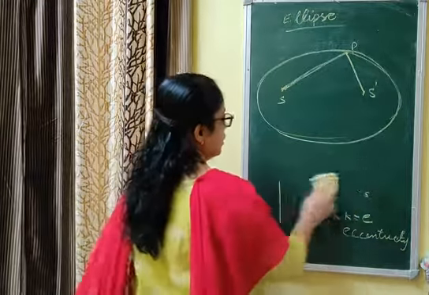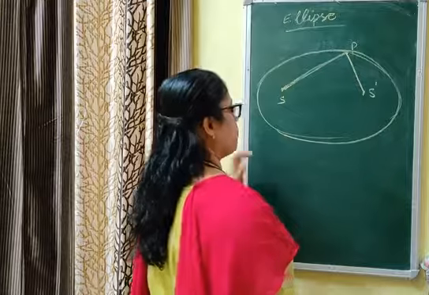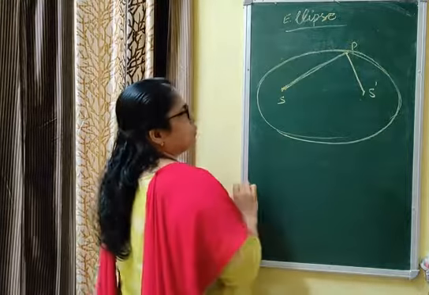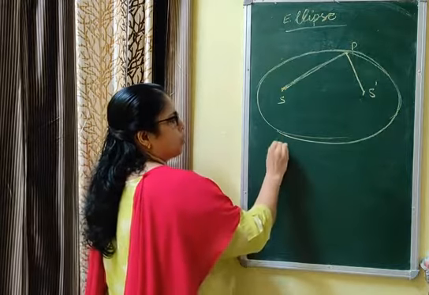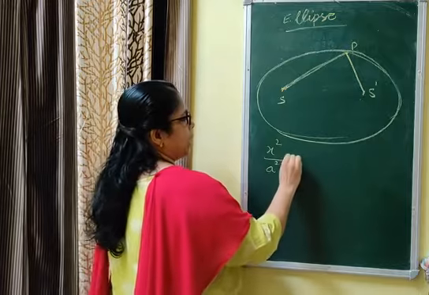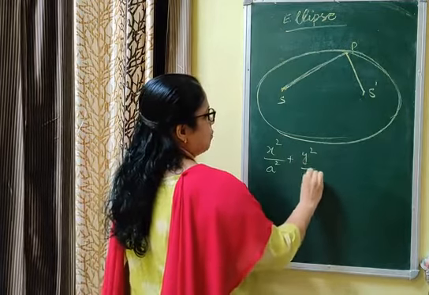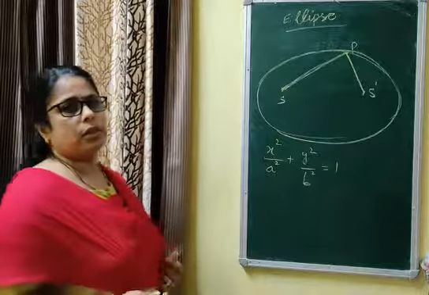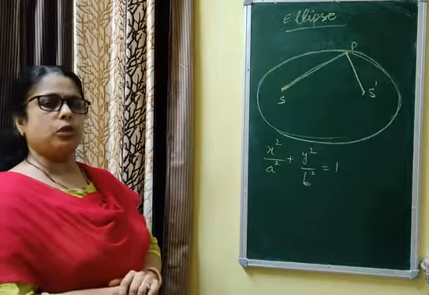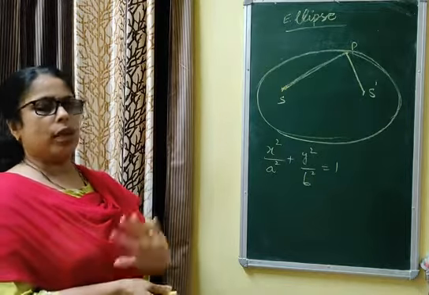This is the definition. Now, what are the parts of the ellipse? The standard form of the equation of an ellipse is x square by a square plus y square by b square equal to 1. I will not give the derivation of the formula. You have to do that by yourself because it is too lengthy.